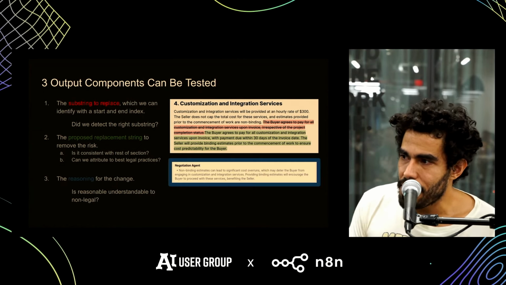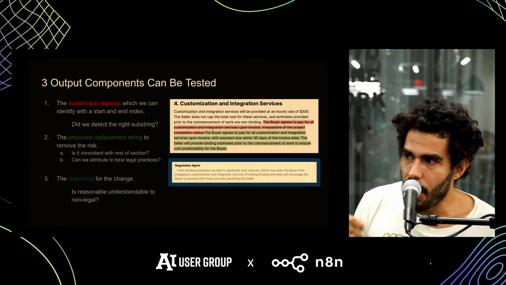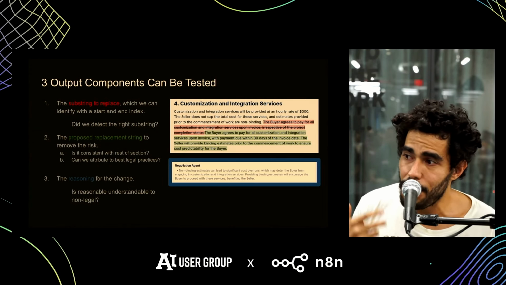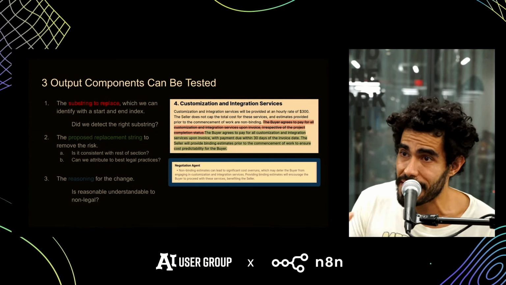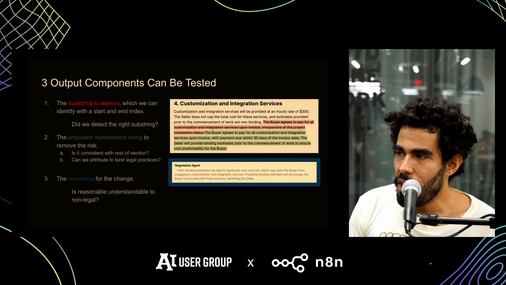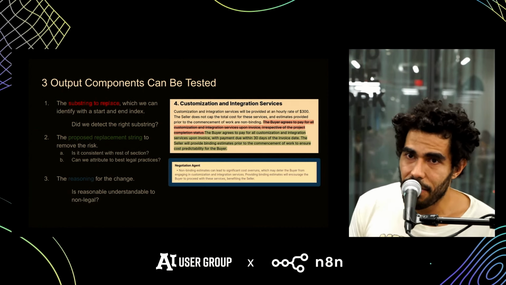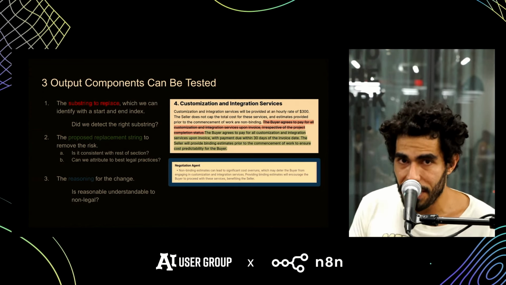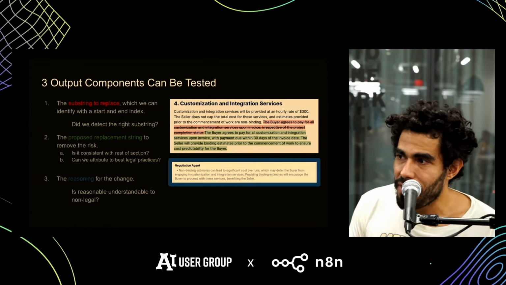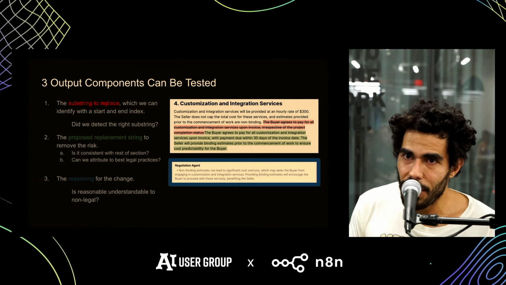Finally, we need to make sure that the reasoning is good. And our definition of good in this case is that we wanted it to be accessible to someone who is a non-legal staff member for the startup, right? A lot of the startups that need to rely on this kind of software need it because they don't have a legal team. They're usually at an early stage. And so you need to provide reasoning that's accessible to someone who's not a lawyer.